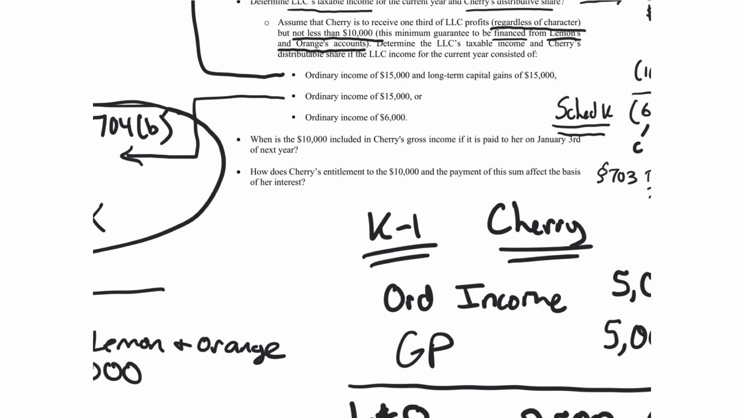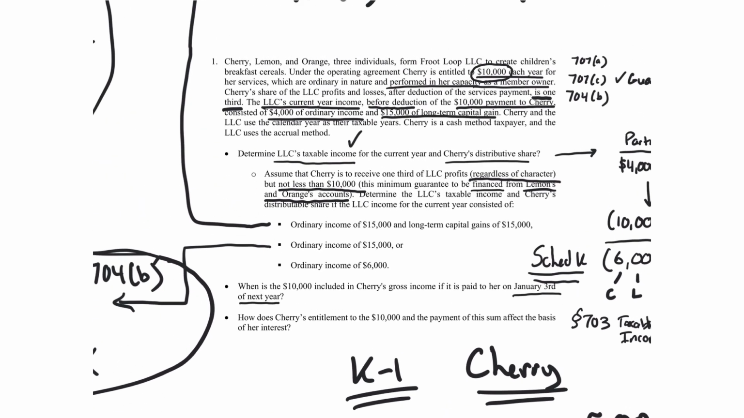When is the $10,000 included in Cherry's gross income if it's paid to her on January 3rd of next year? But we're told in the problem that the LLC uses the accrual method. Well, if Cherry did this work this year under the accrual method of accounting for tax purposes, and the expense has been incurred, then under the accrual method the partnership can take the deduction in the year it actually incurred the expense.